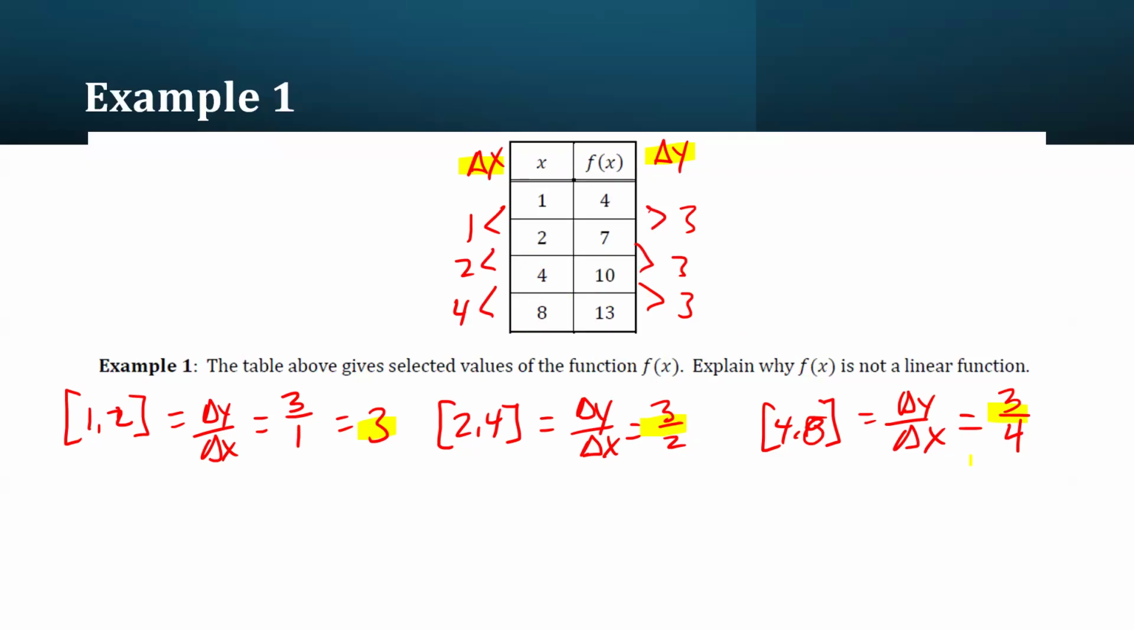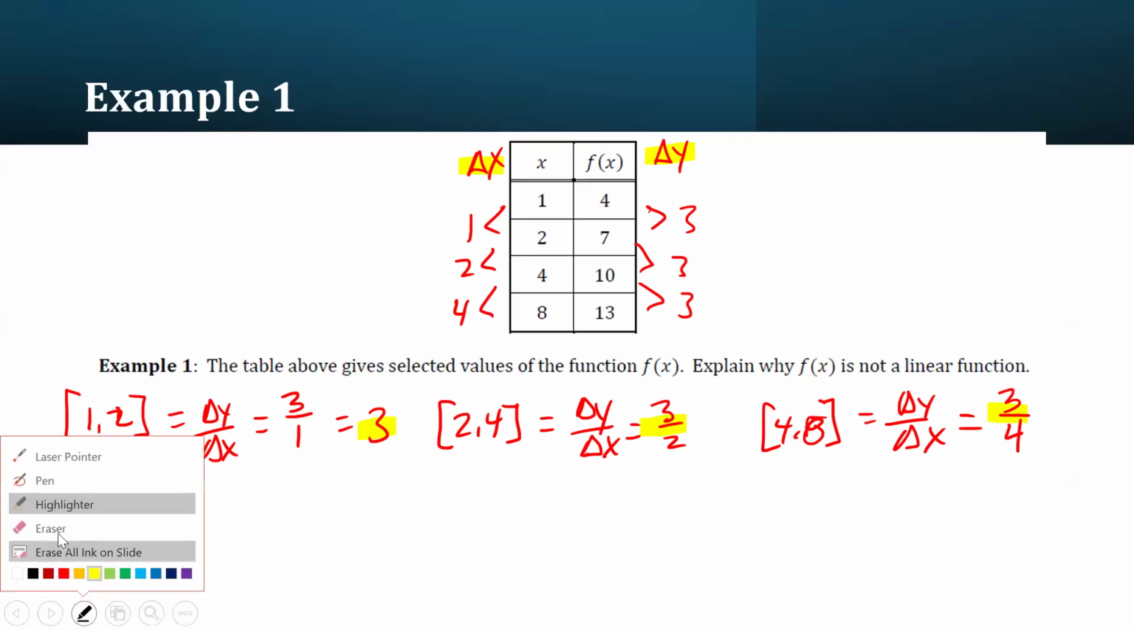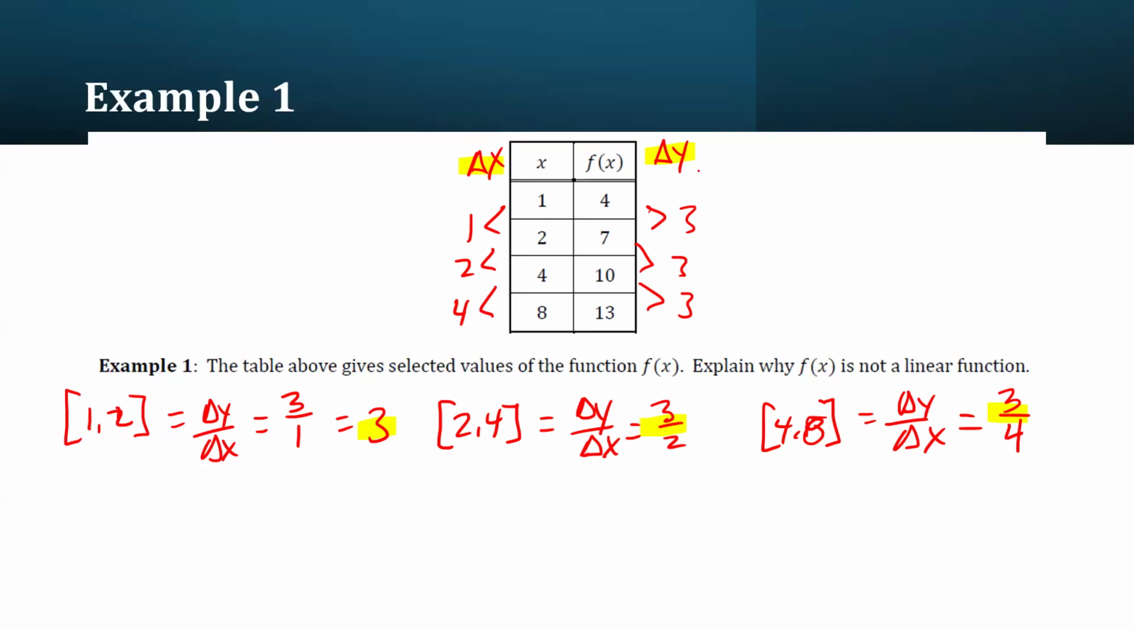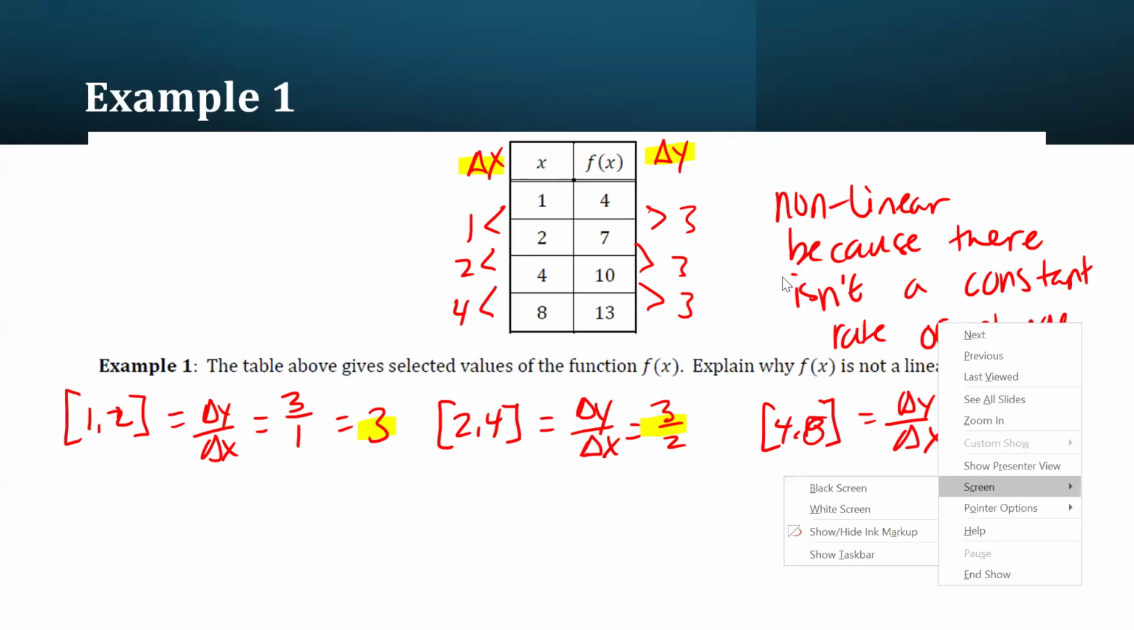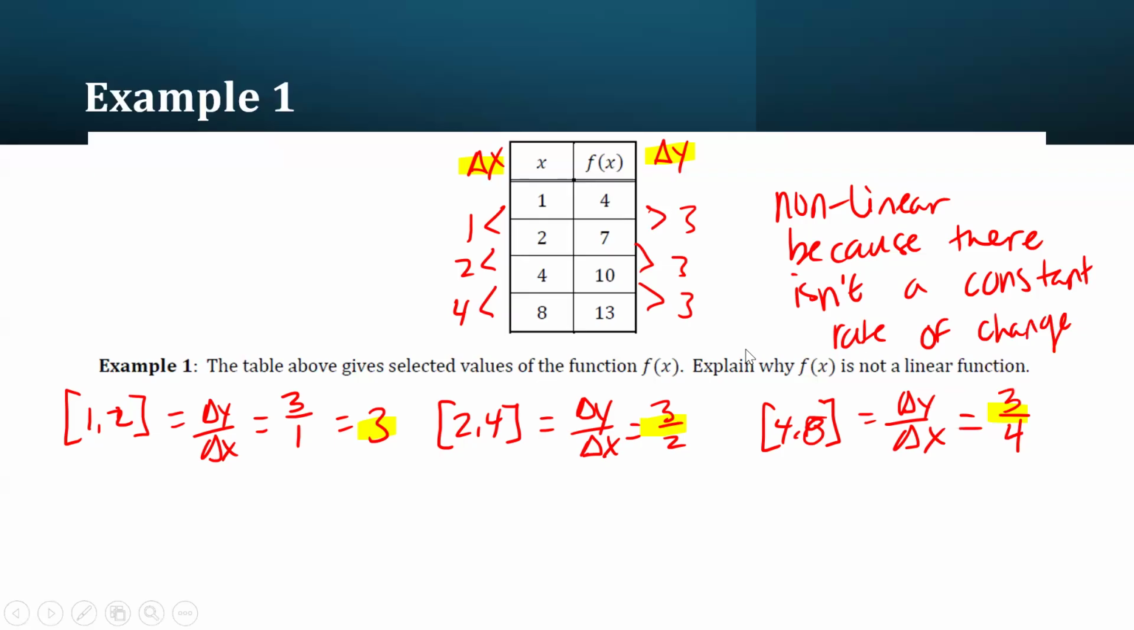So in order for this to be linear, these values need to be the same. Are these values the same? No. So since these values aren't the same, this is not a linear function. Does that make sense? So our reason is this is non-linear because there isn't a constant rate of change.